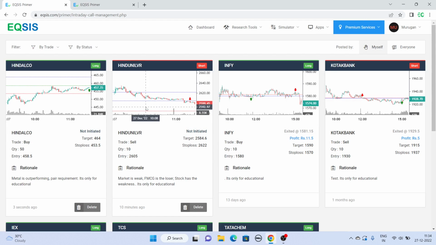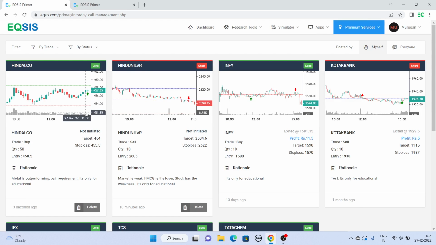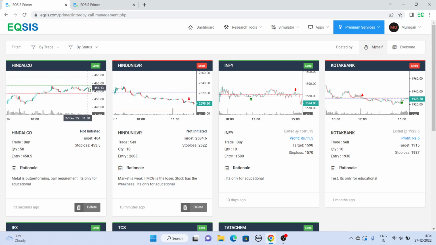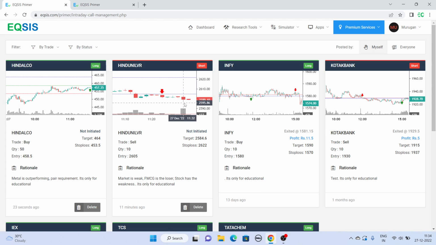Now you guys can notice that anyway we initiated this, but both are not initiated at this moment. Remember, only when the market goes above 458 it gets initiated. When it comes to Hindustan Unilever, we did see there is a weakness and we wanted to short it around 2000. It just missed it by maybe a couple of rupees, but no doubt it is a good stock to short, but it's not initiated.